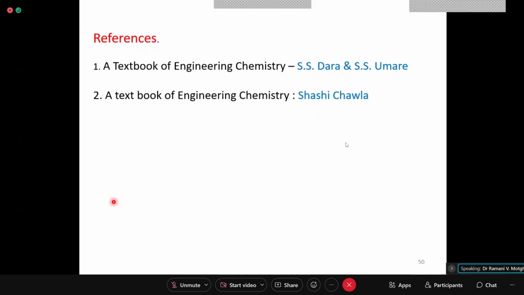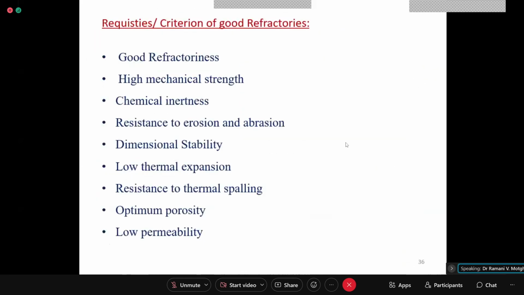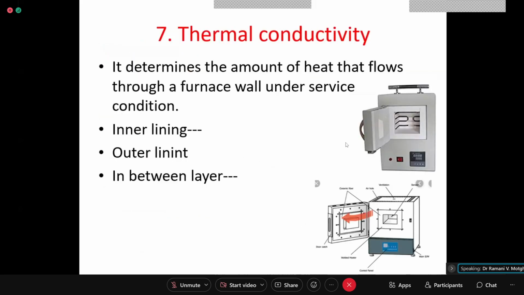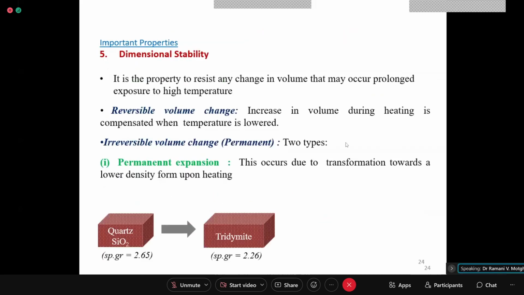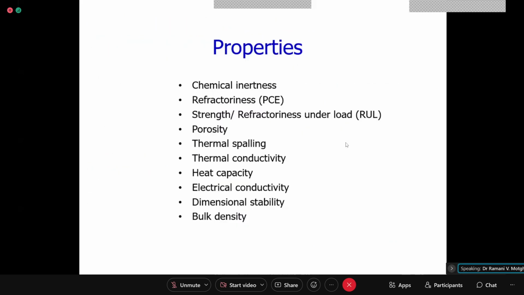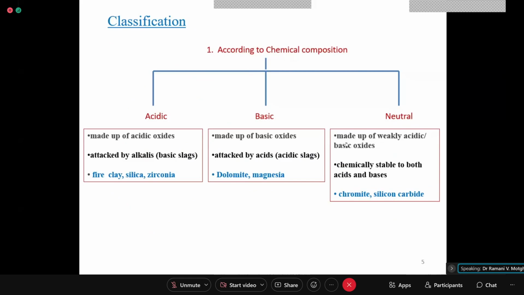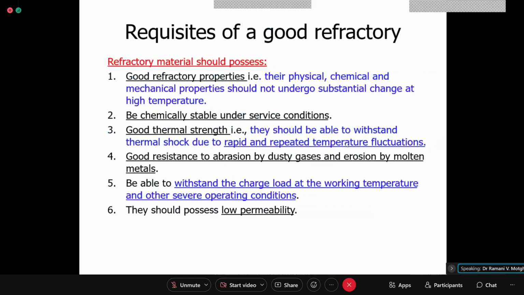So for today we stop here, and with this the refractories topic is over. It's a small topic. What is important is the requisites of a good refractory material. The questions that can be there are the requisites of a good refractory material, then properties and manufacturing process. Things are clear?